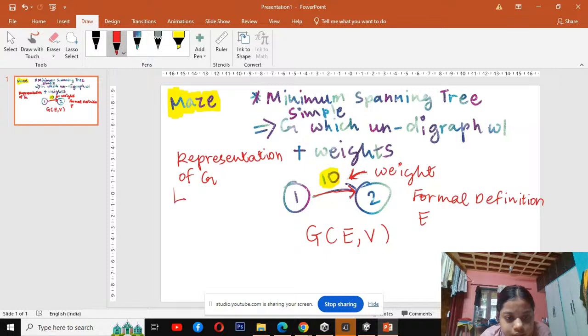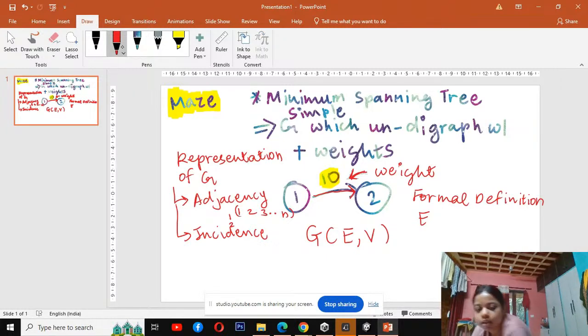Of a graph, you have something called adjacency, and you have something called incidence. I'll just give you a brief thing. You have something called rows and columns. One, two, three. This is one, two, and it keeps on going like that. All right, I'll come back to this later. Just keep this at the back of your mind.